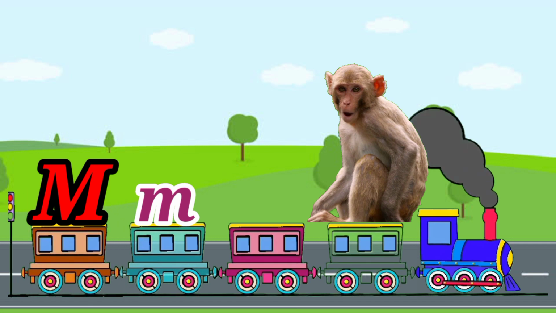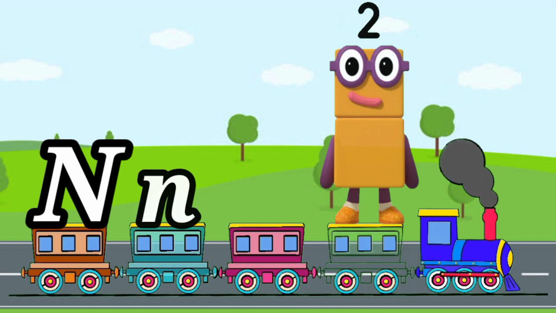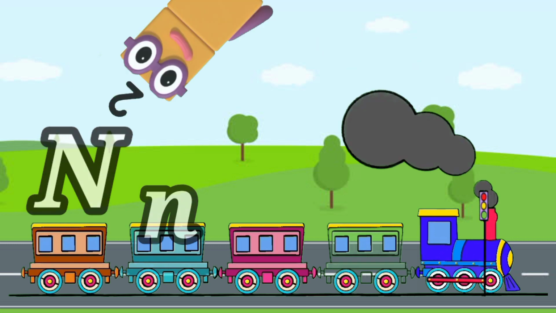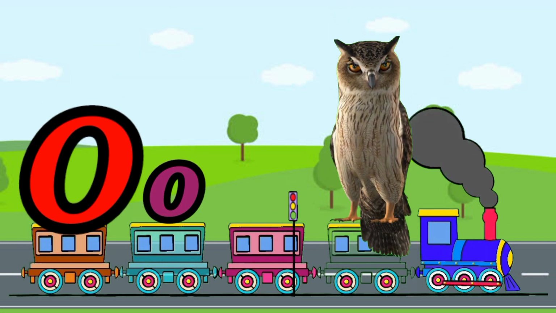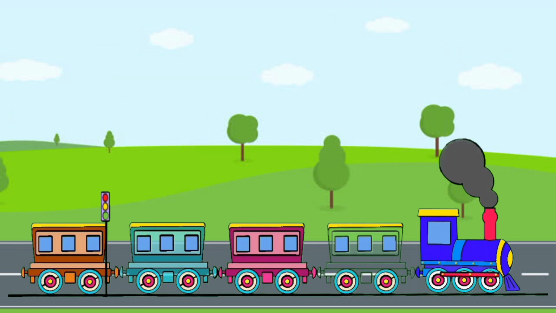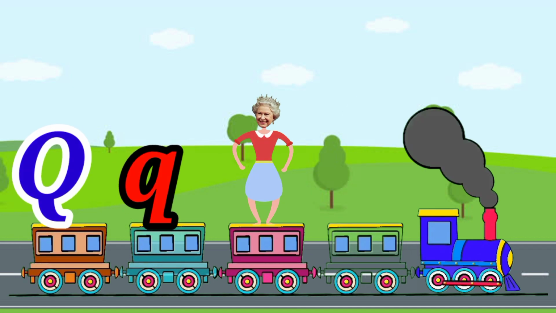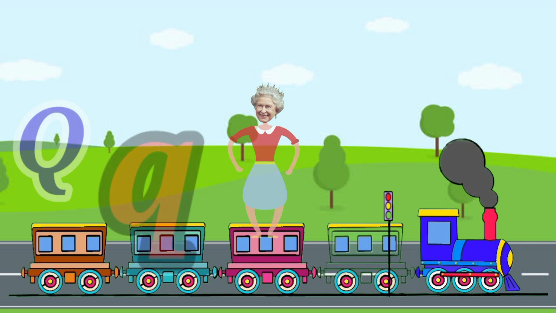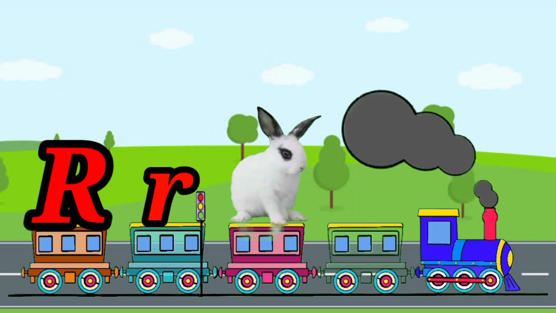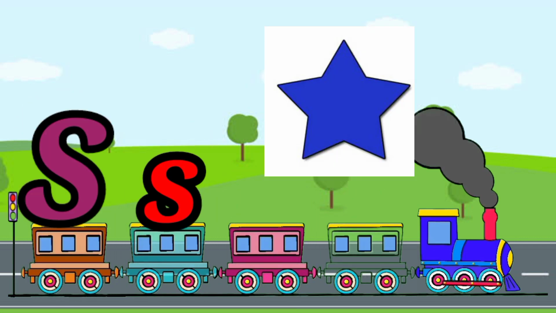M is for monkey. N is for number. O is for owl. P is for parrot. Q is for queen. R is for rabbit.